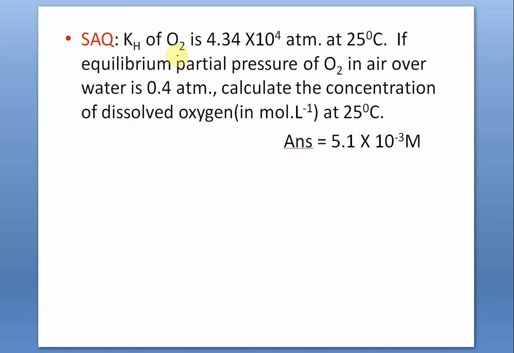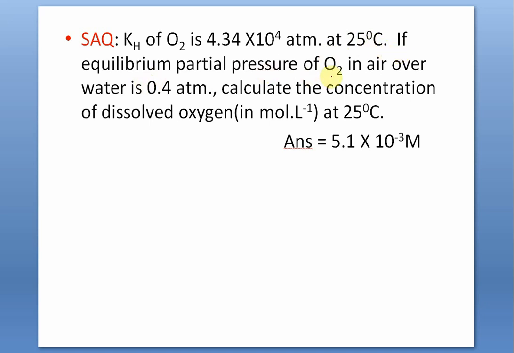Kh, that is the Henry law constant for oxygen, is in atmosphere, not kilo atmosphere, because the kilo is embedded here, so it should be 43.4 kilo atmosphere. There is a slight difference between atmosphere and bar. So anyway, 4.34 into 10 to the 4 atmosphere at 25 degree Celsius.